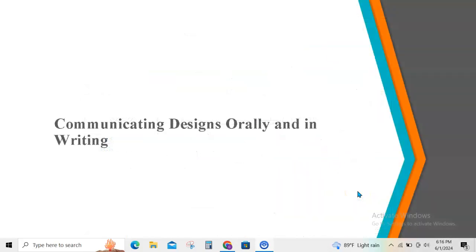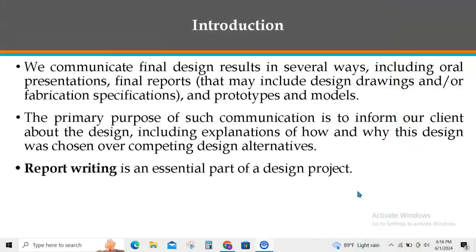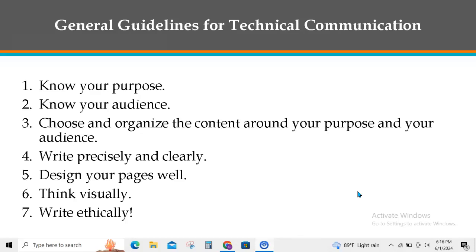Next, communicating designs orally. So we have to communicate a design. It can be in the form of oral presentations, reports, prototypes or models. The purpose is to inform the client and explain why or how this design was chosen. One important part of the design project is report writing.